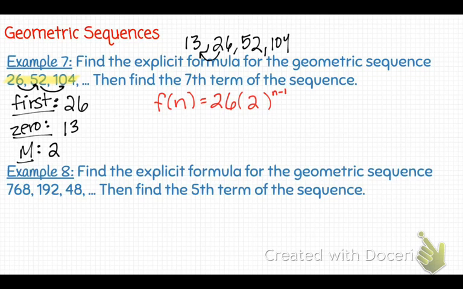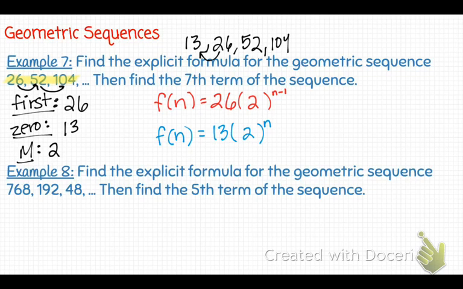Okay, now if I'm using my initial value or my 0 term, I have f of n equals, what's my 0 term? What's my initial value? 13. What goes in my parentheses? 2, and then that's raised to the n power. So those are my 2 explicit formulas.